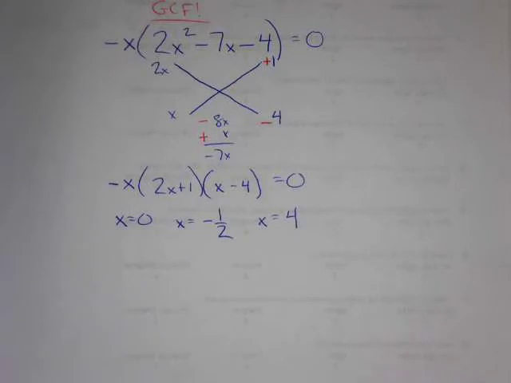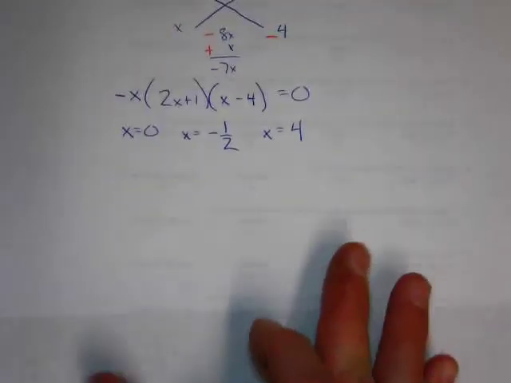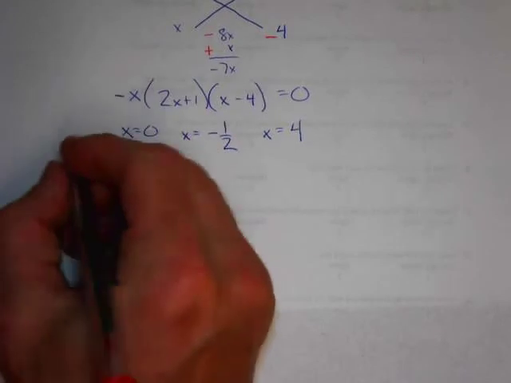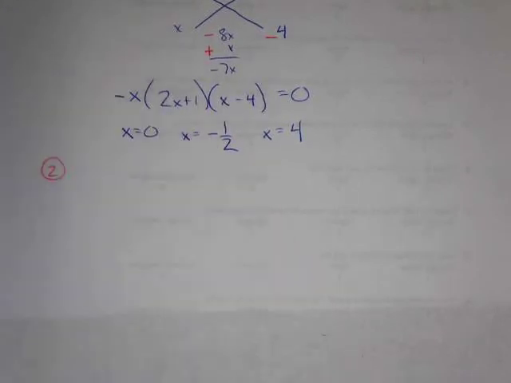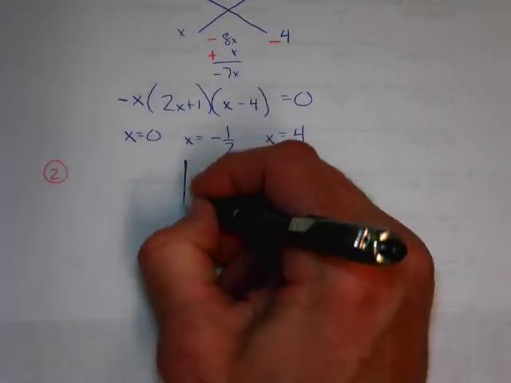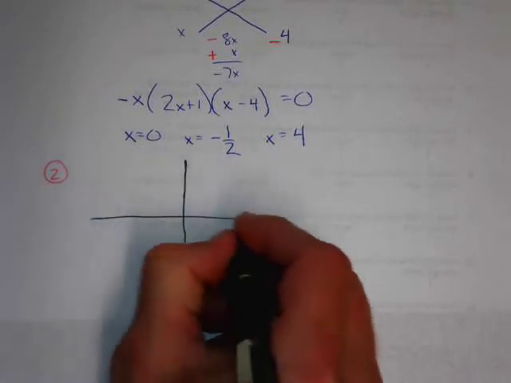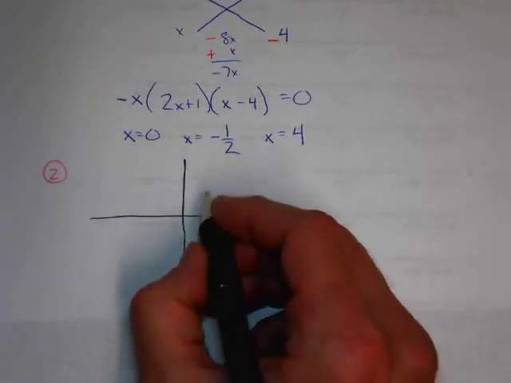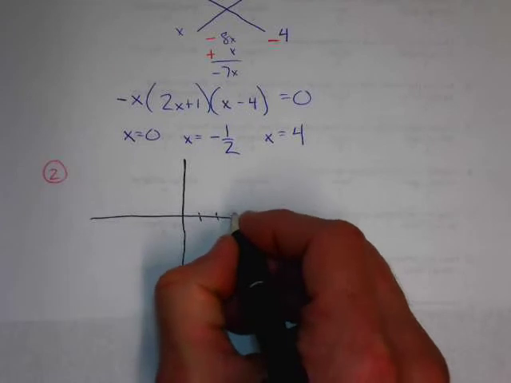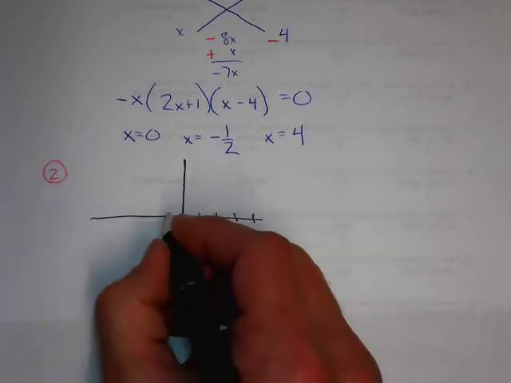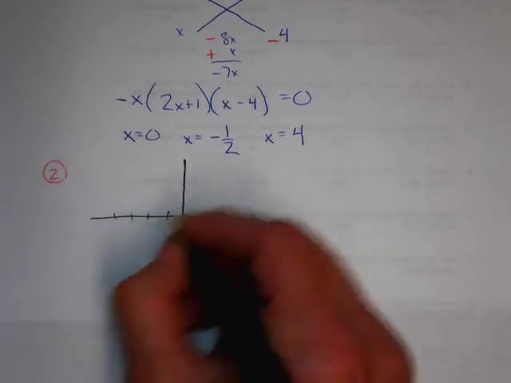So that was step 1, find the zeros. Step 2 is graph those zeros. So what we're going to now do is sketch the graph of these zeros. And I know I have to go out to 4, but since I have a negative 1/2, I want to space these out a little bit so I can have room for my negative 1/2.